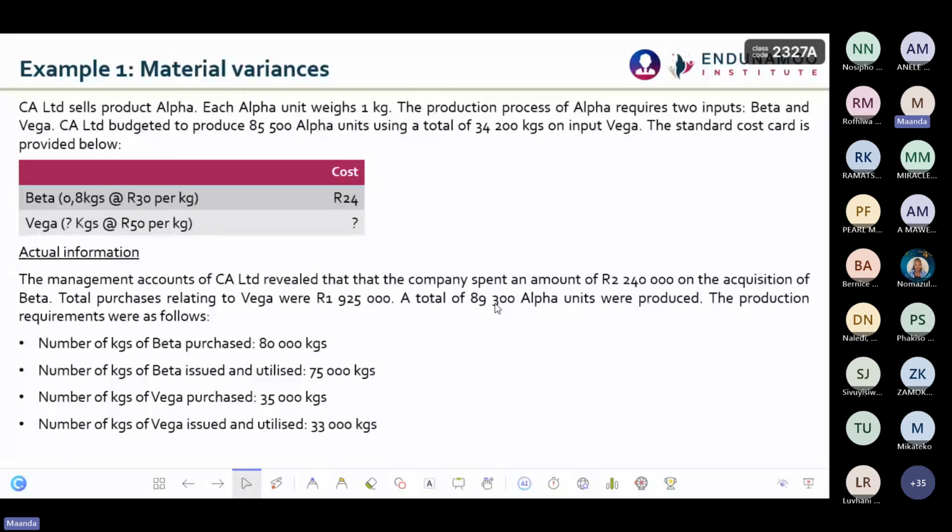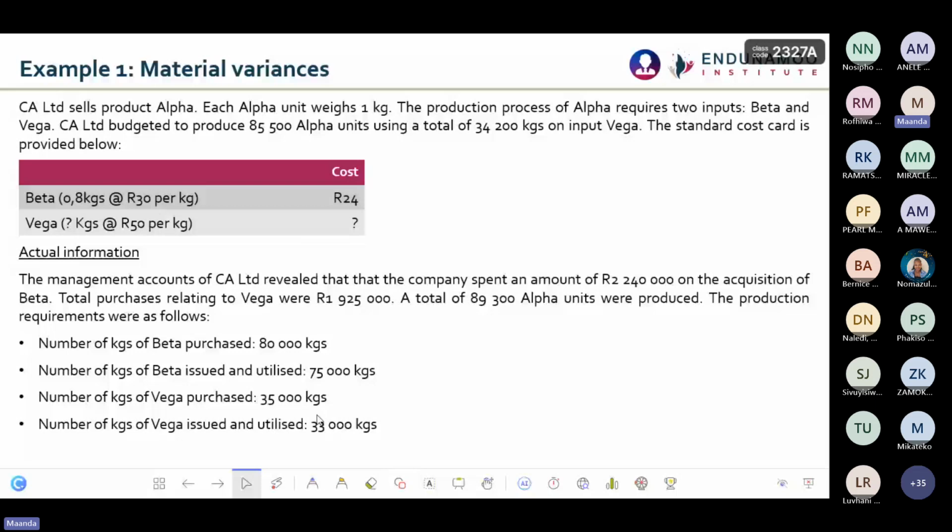This becomes very important for my flexing. Other than this one, come the exam, if you use the budget, I'll be very angry with you, because I said we don't use the budget. We flex using the units that we actually produced. Then the production requirements were as follows. We have the number of kgs of beta, which is 800 kg, and this is what we have purchased. We have a number of kg of beta which were utilized. We have the number of Vega purchased, and the number utilized.